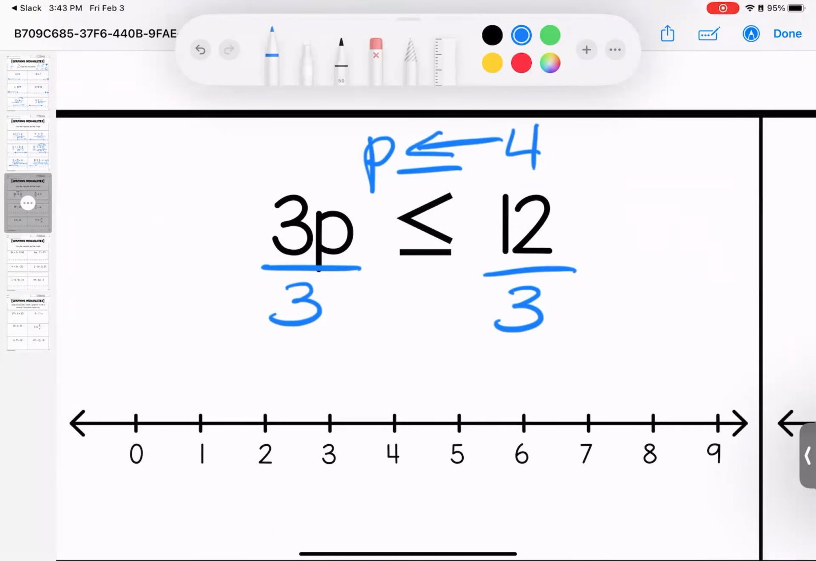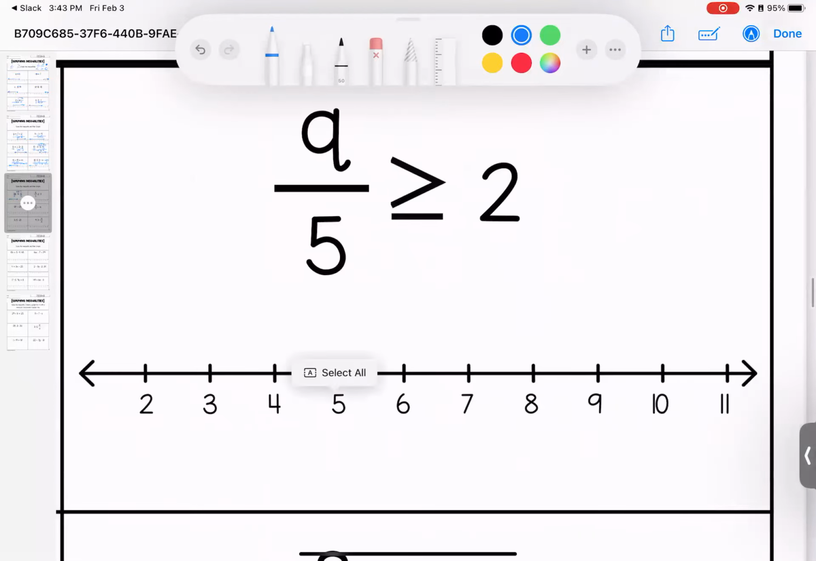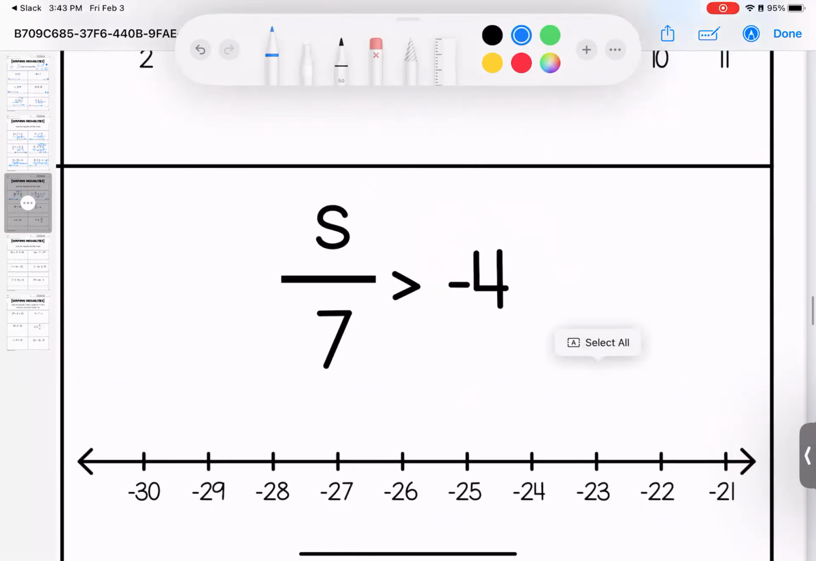I am going to draw my circle and fill it in. Arrow to the left, and we are good to go. Over here, I see a fraction. I multiply. Q is greater than or equal to 10. I find my 10, I fill it in, and my arrow goes to the right.